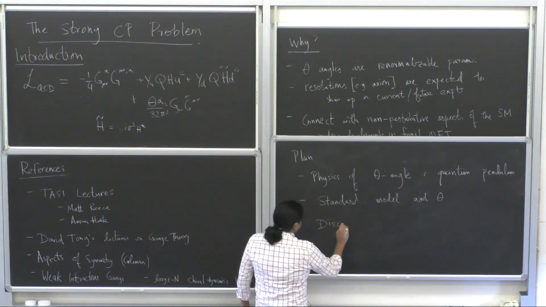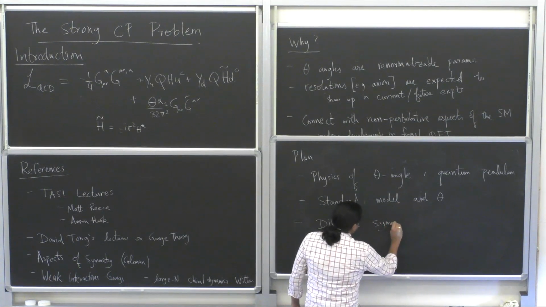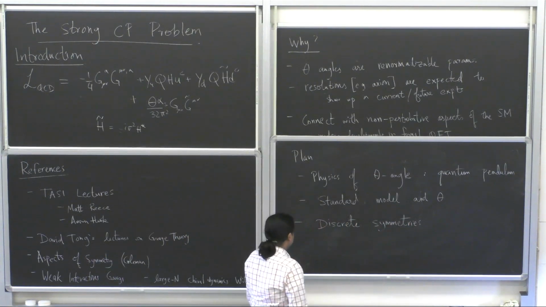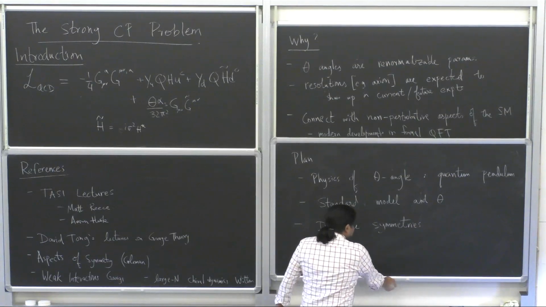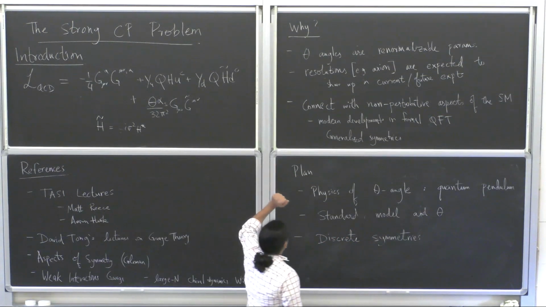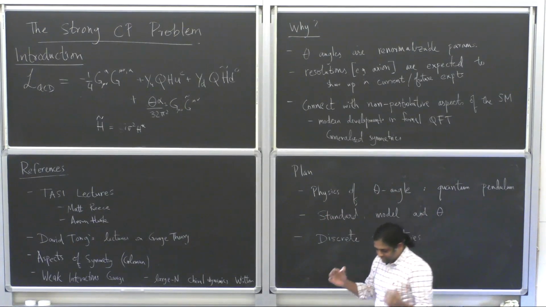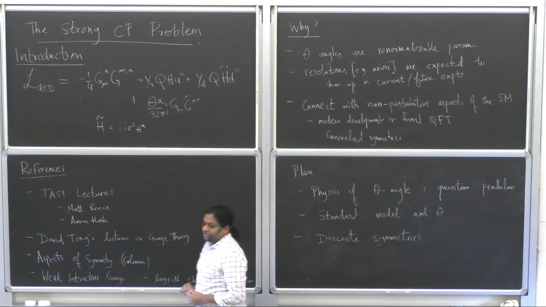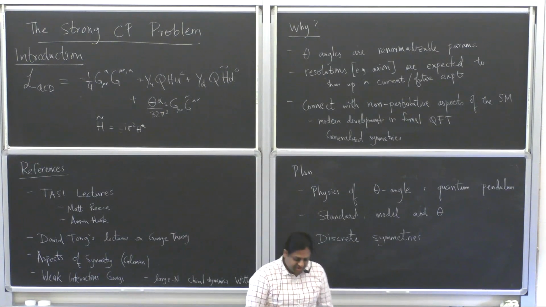There's a class of solutions which are based on discrete symmetries, and I'd like to tell you about how to think about these discrete symmetries in a slightly more modern language, which connects with some of these aspects of generalized symmetries that I mentioned. We won't have time to flesh out the entire field there, but at least make a connection with how generalized symmetries show up in thinking about these discrete symmetries in a modern way.